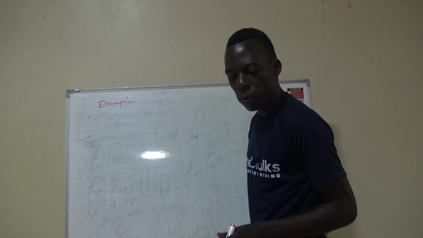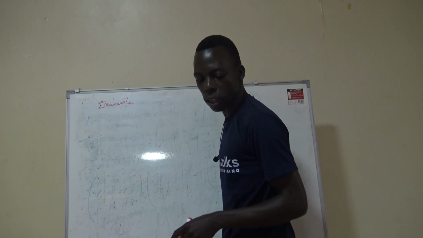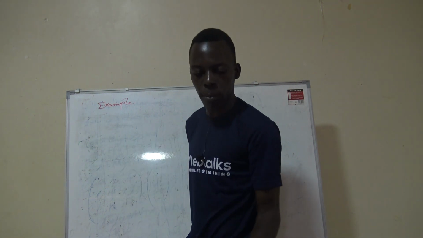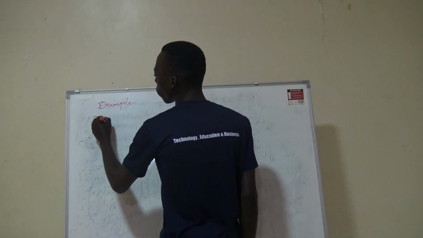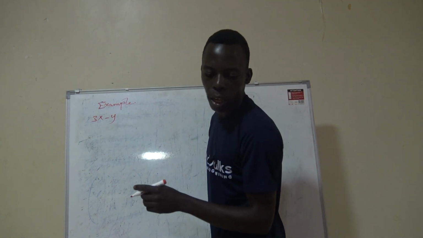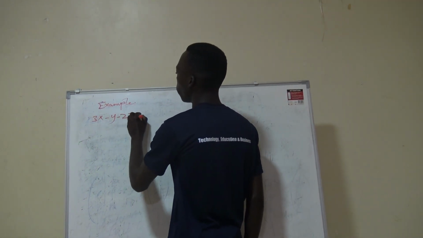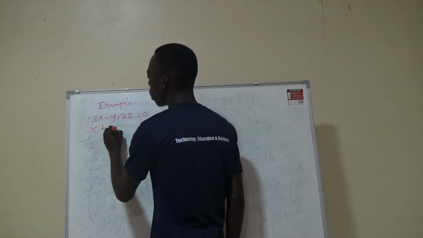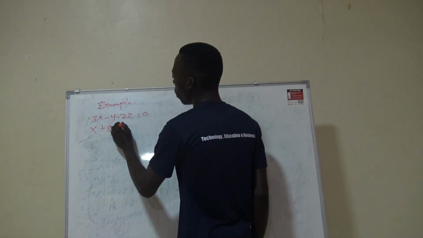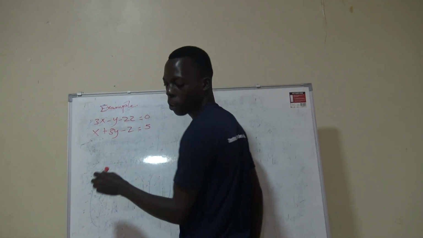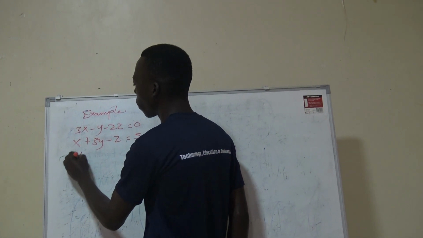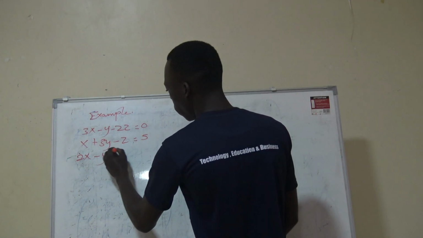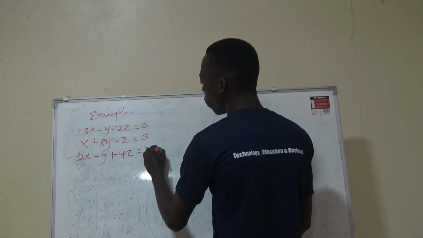So if they give you a question, like we are considering the first question, which is from the previous examples which we did, that is 3x minus y minus 2z, as we keep the 0. Also another one is x plus 3y minus z equals 5. Then the other one is 2x minus y, then plus 4z must give us 26.